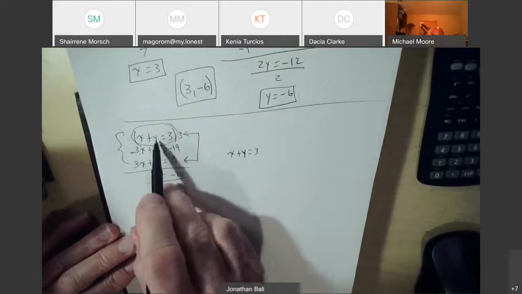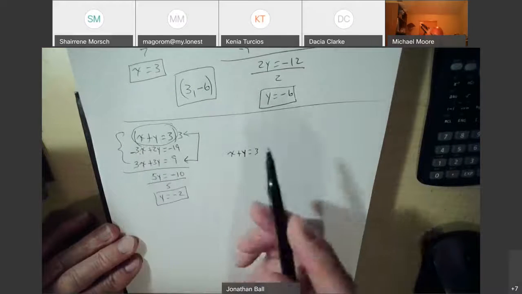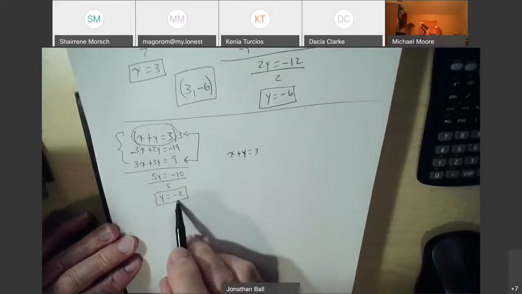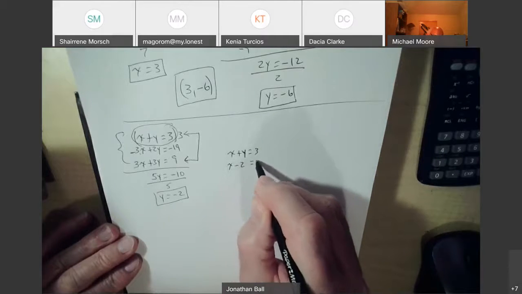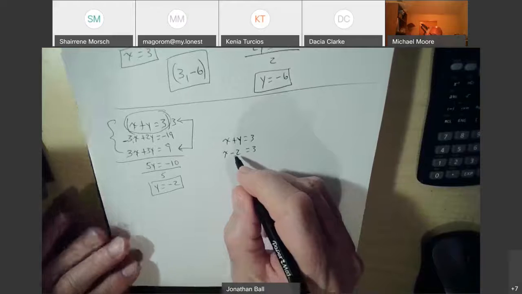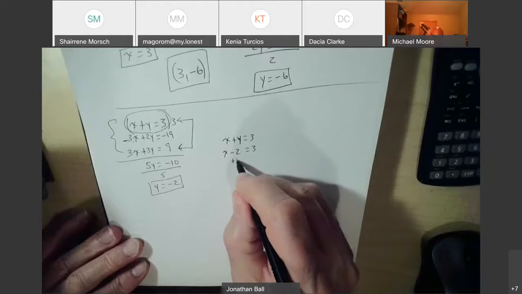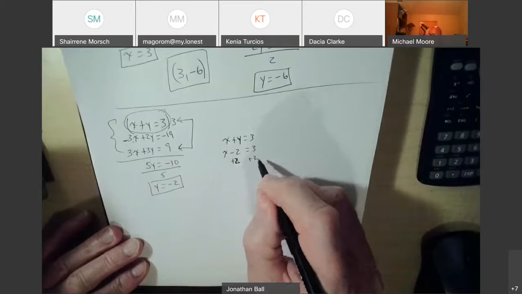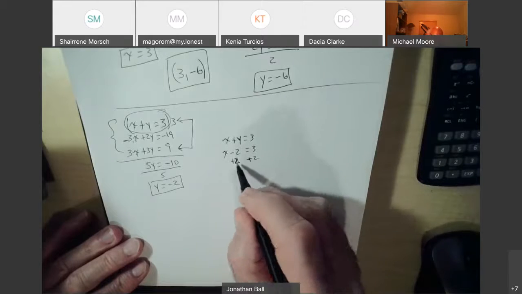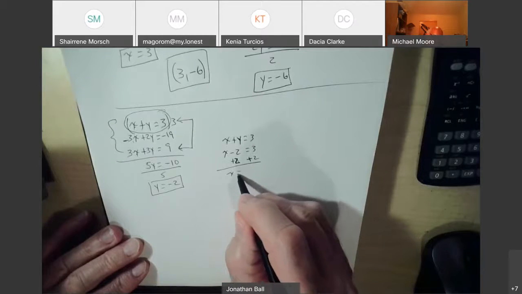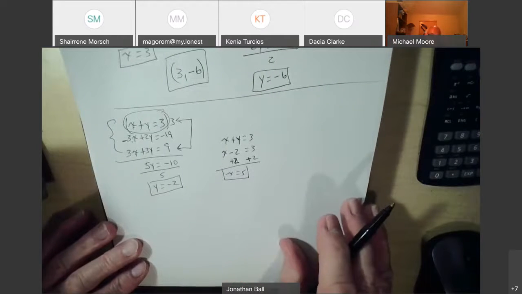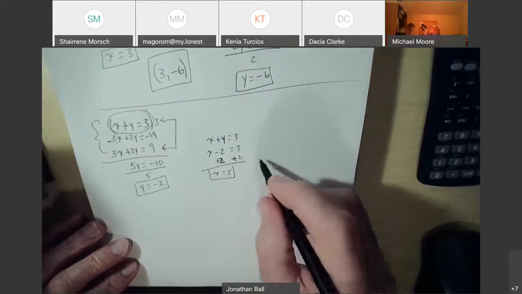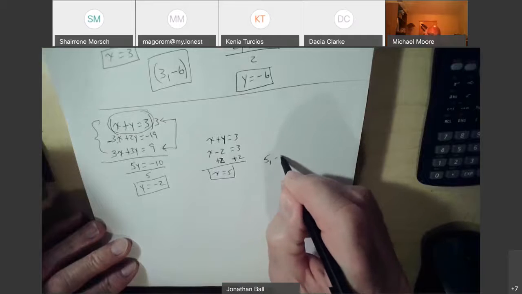Okay, x plus y is 3. That's this equation right here. Now, instead of y, here we're going to plug in -2. So we have x minus 2 equals 3. Very simple algebra. Add 2 to each side. So x is 5. So now the solution to this system of equations is 5 comma negative 2.